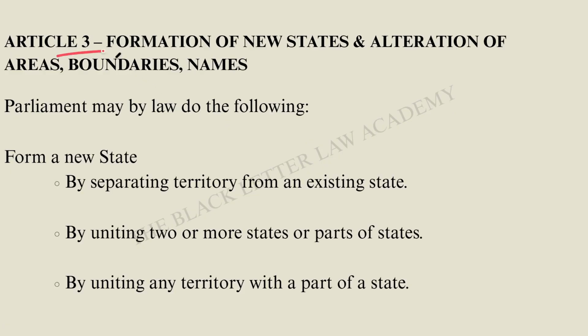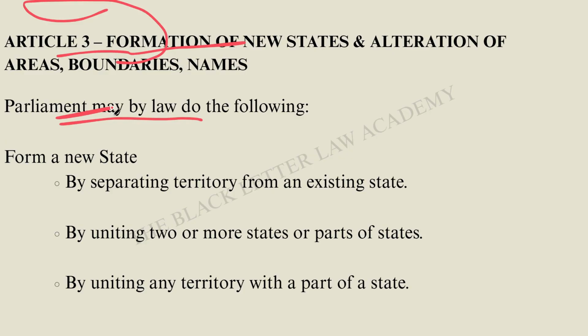Now let us move to Article 3 of the Indian Constitution, which is a very important and very practical provision. Article 3 deals with the formation of new states and alteration of existing states. This article clearly shows how flexible the Indian federal system is. So Article 3 says that Parliament may by law make changes relating to states. So first remember this clearly, the power lies with Parliament.